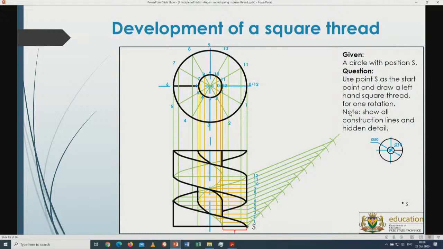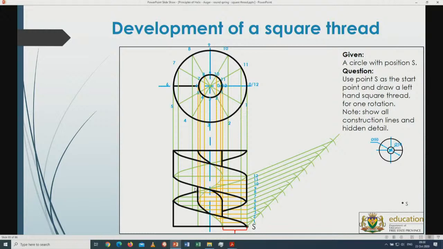Right, so ladies and gentlemen, this is of course your higher order question. This is work, although it's been done in grade 11, shoots wasn't done in 11. It's only round springs, helix, augers, and the square thread that comes from grade 11. But besides the fact that you have to have the insight to see how it will look inside.